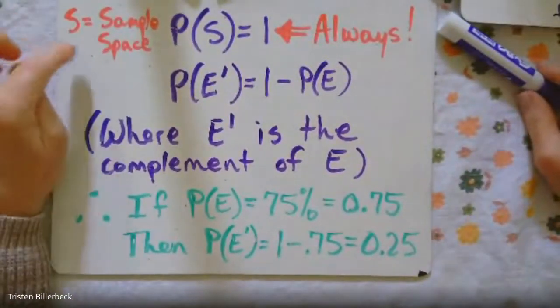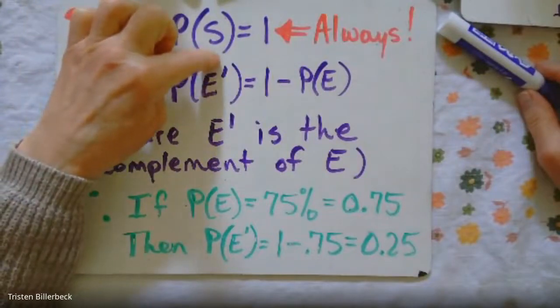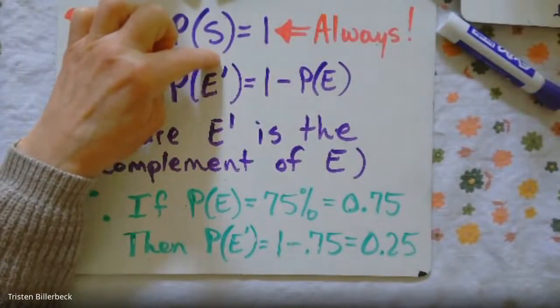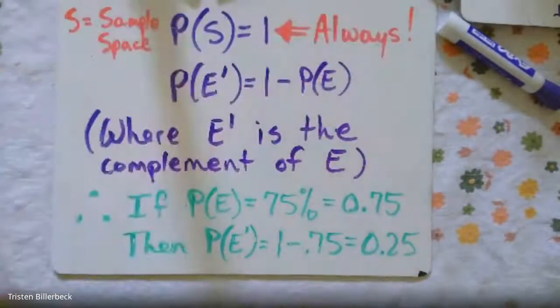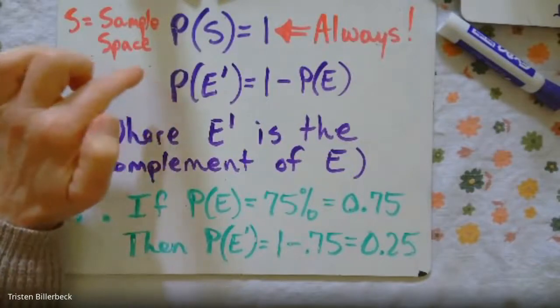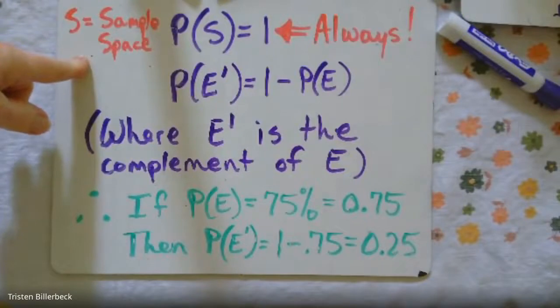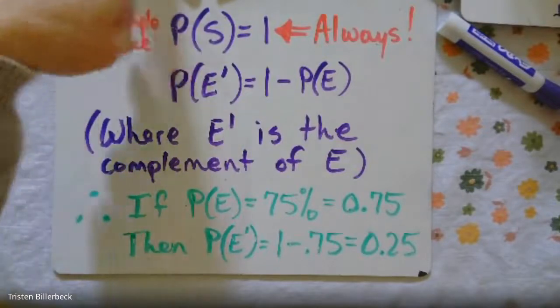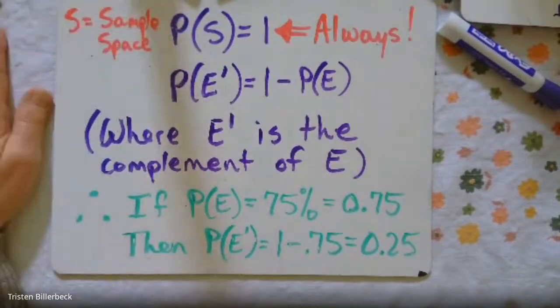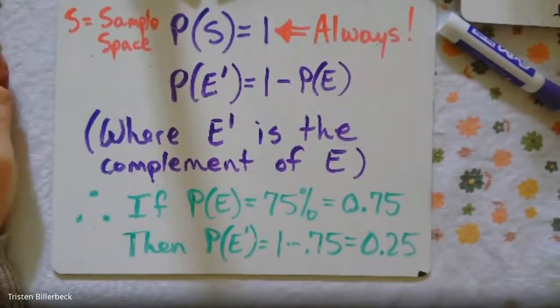So if S is our sample space, the probability of S occurring or being selected is 1. It always is. Because if everything in the sample space has an equal likelihood of being chosen, then the probability of something in the sample space being chosen is 100% or 1.